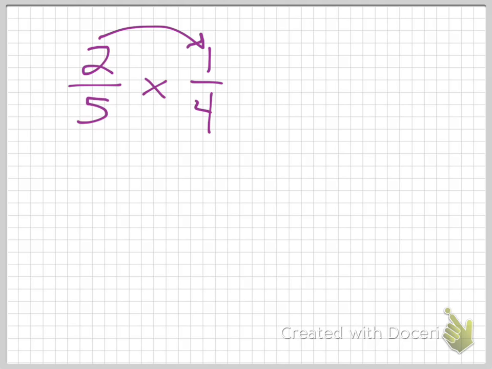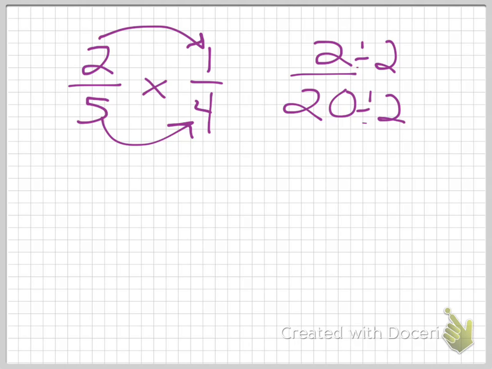Multiply the numerators. 2 times 1 is 2. 5 times 4 is 20. 2 over 20 can be reduced. Divide the top and bottom by 2 over 2, 1/10. Right? How many of you got 1/10? You should all have gotten 1/10. Okay, good.